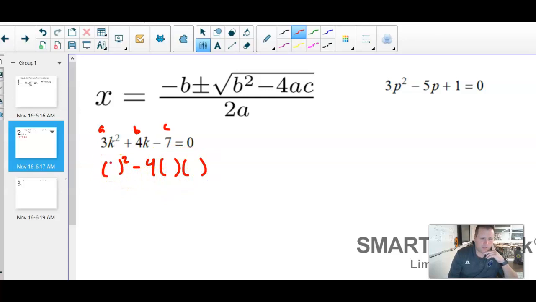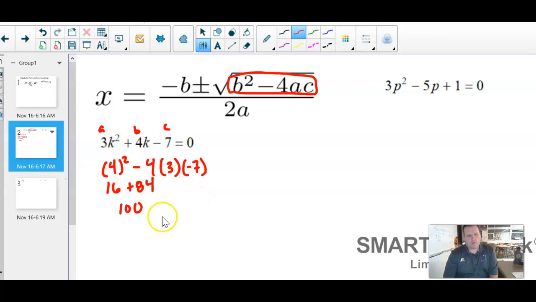So this is B, so 4 goes there. This is A, and then this is C. Again, we're just finding what's inside here first, okay? Finding our discriminant. And then you can simplify this. So let's see here. That is going to be 84, so plus 84 here. So when I add those two together, that gives me 100. Okay? So I get 100 from that.